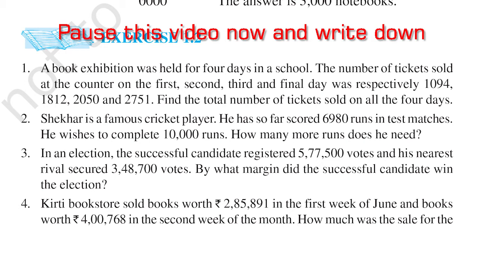He has already scored 6,980 runs. Now he has to complete 10,000. So how much is left? This much is left. If he scores this many runs, he can complete 10,000. So this is how you have to finish answer number 2. I'm giving you 2 minutes to write this.